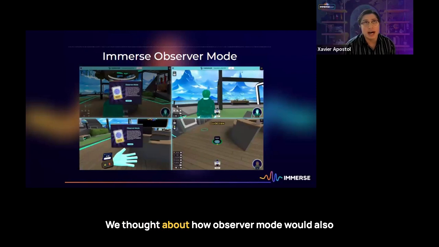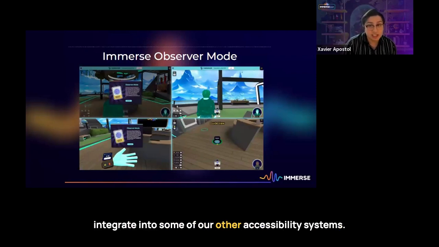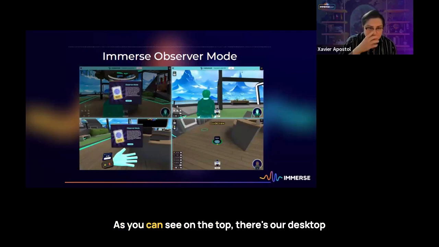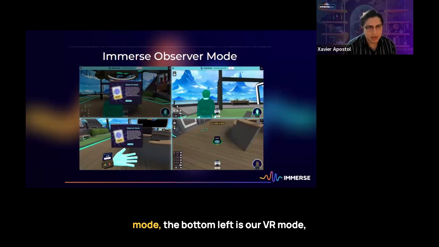We thought about how observer mode would also integrate into some of our other accessibility systems. So we have an in-lesson help request, and ensuring that our guides have the tools to manage both current and prospective learners. As you can see, on the top is our desktop mode, the bottom left is our VR mode, and on the bottom right is the guide view.